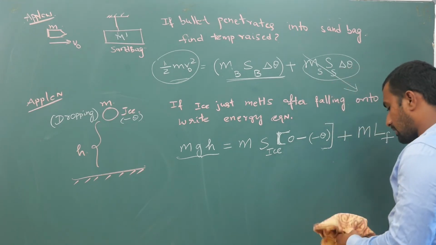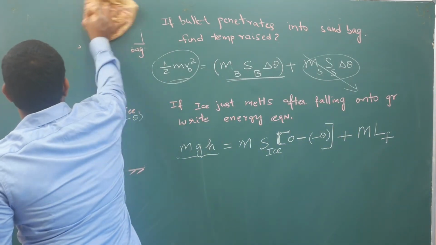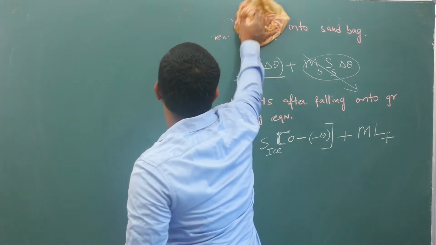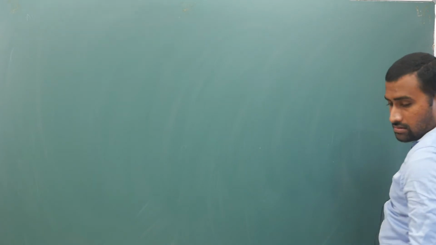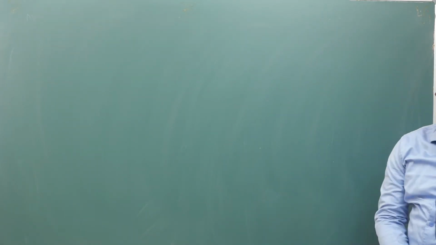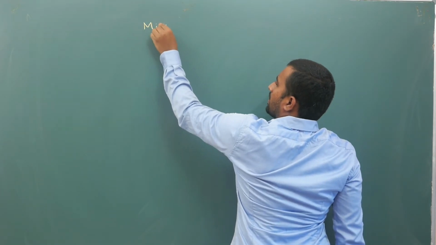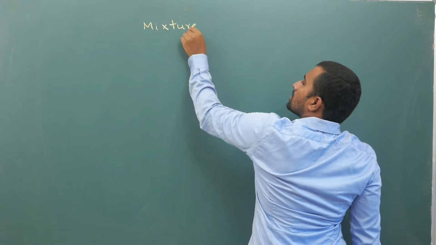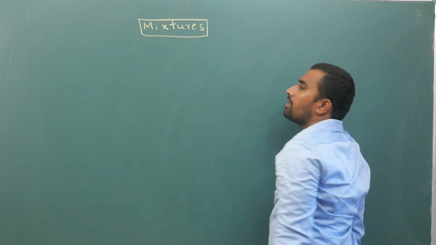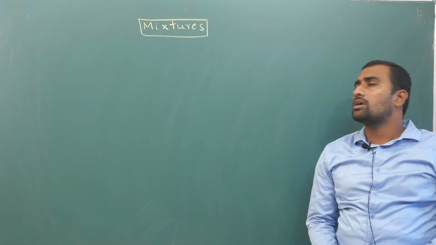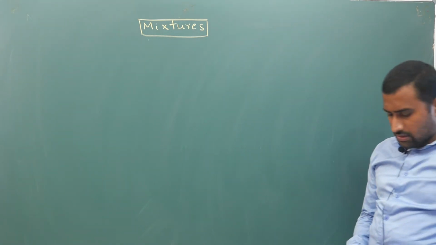we will continue further. Next we will do questions related to mixtures, mixture of components. What you are going to do is mix a hot body with a cold body, and you are supposed to give the equilibrium temperature. So let us start with a simple question.